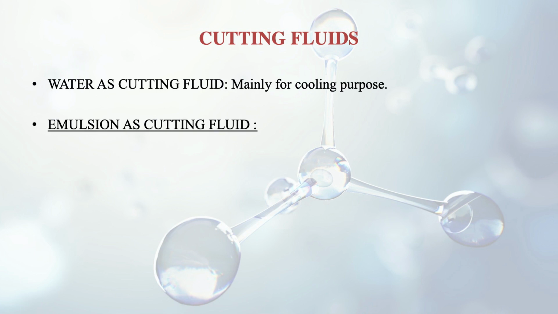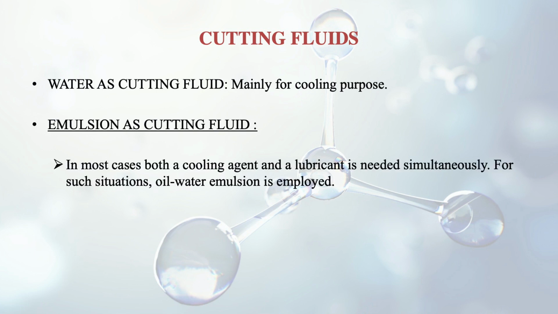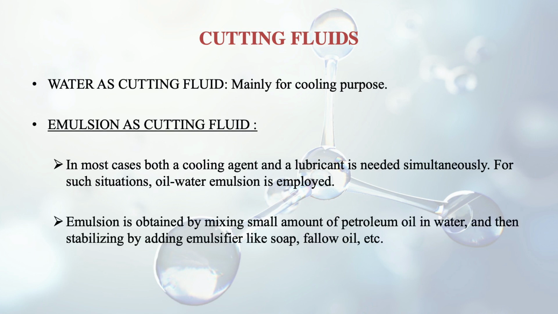Now, an emulsion as a cutting fluid. We see that in most cases both a cooling agent and a lubricant are needed simultaneously. We need oiliness as well as the cooling effect, so that the workpiece is not heated beyond limits. For such situations, an oil-water emulsion is employed. Emulsion is obtained by mixing a small amount of petroleum oil in water, and then stabilizing it by adding an emulsifier like soap, tallow oil, etc.